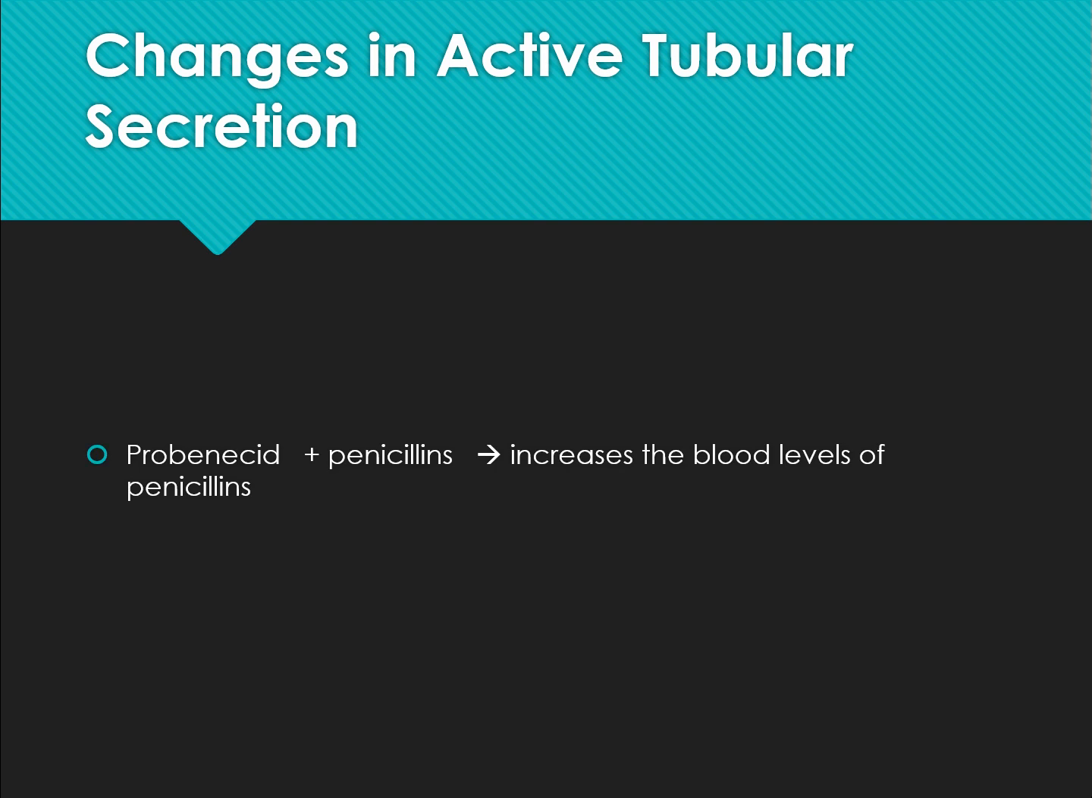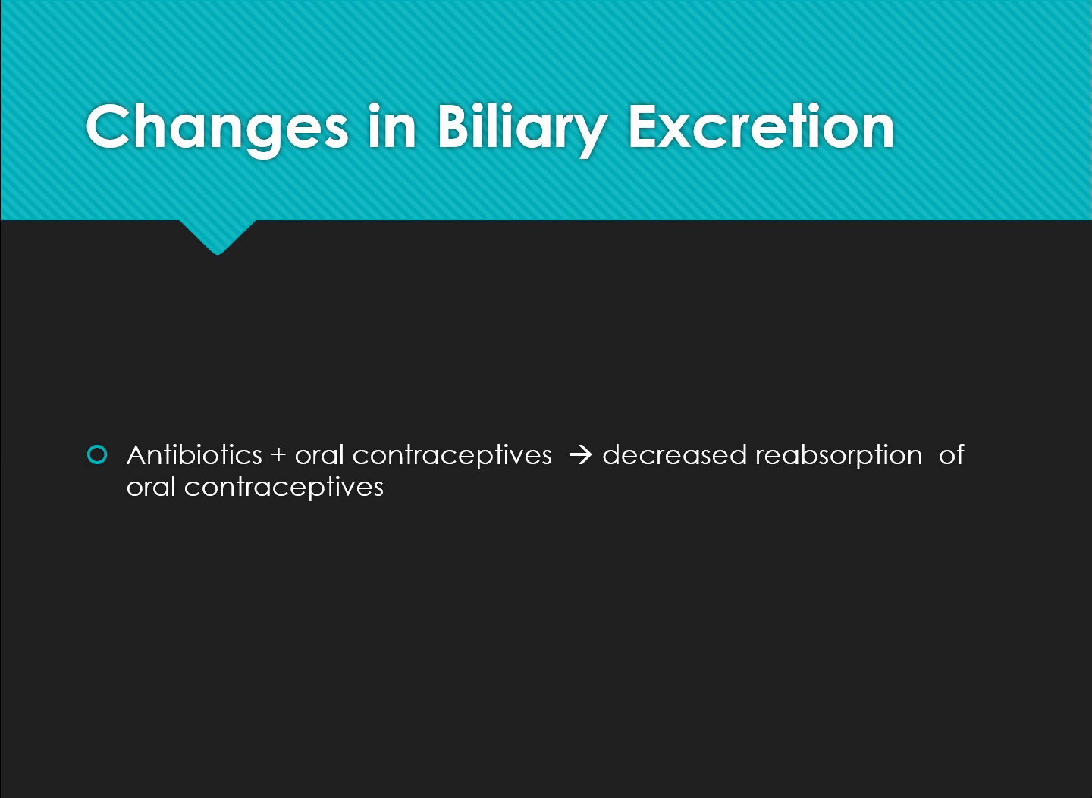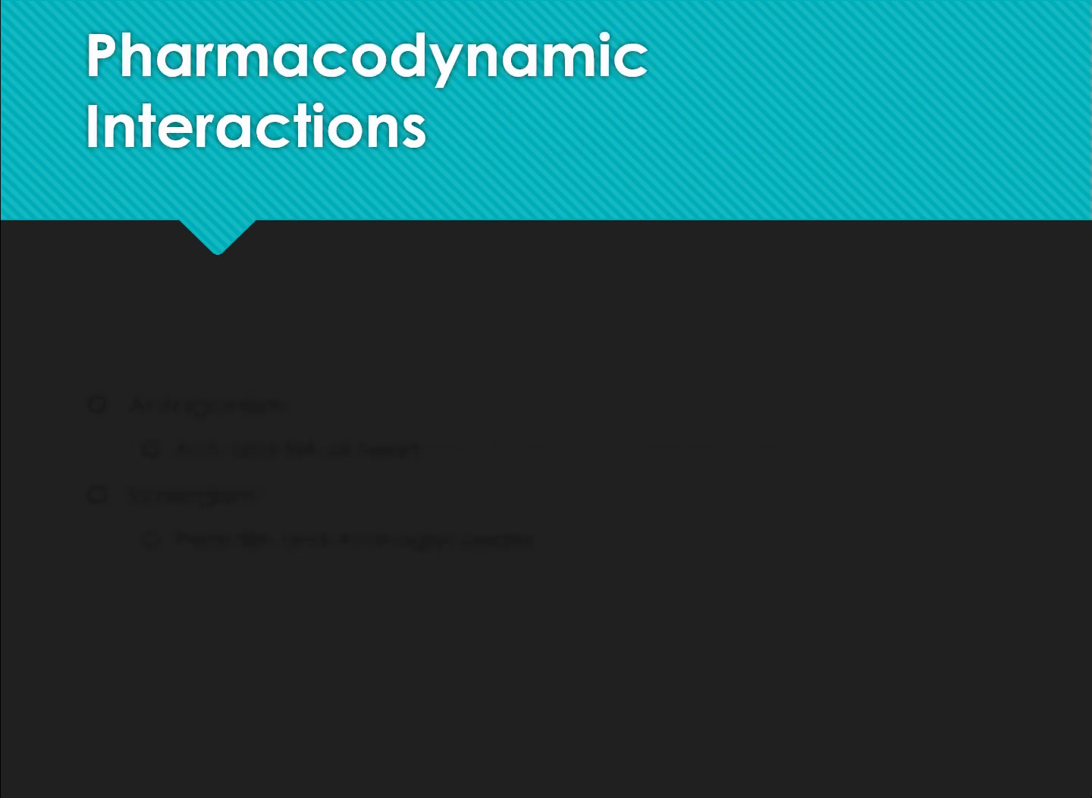This you all know very well: probenecid and penicillin. Probenecid will inhibit the binding of penicillin in the secretion site and thereby increase the blood levels of penicillins. Changes in biliary excretion is something like an indirect interaction, wherein antibiotics will clear the gastrointestinal microflora, and the gastrointestinal microflora is essential for enterohepatic circulation of oral contraceptives. When the flora is eliminated by antibiotics, the enterohepatic circulation is prevented, thereby increasing the biliary excretion of oral contraceptives and causing a loss of efficacy.